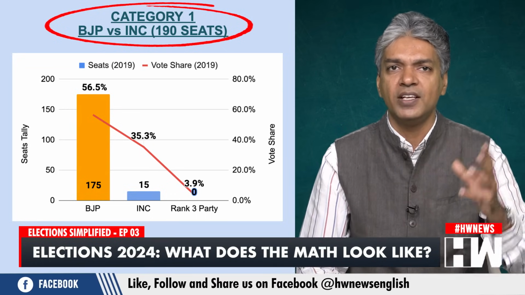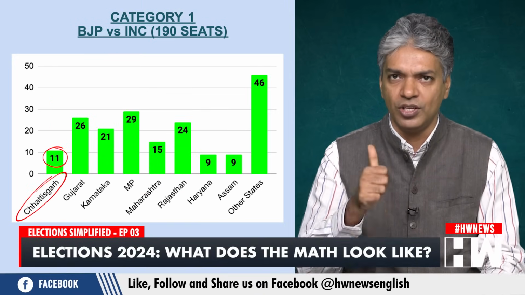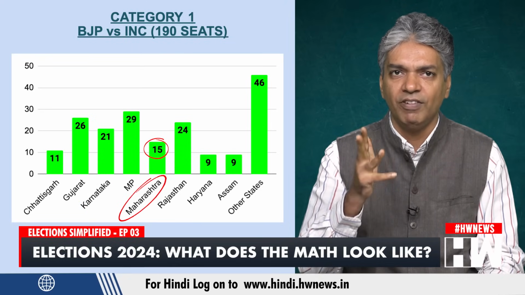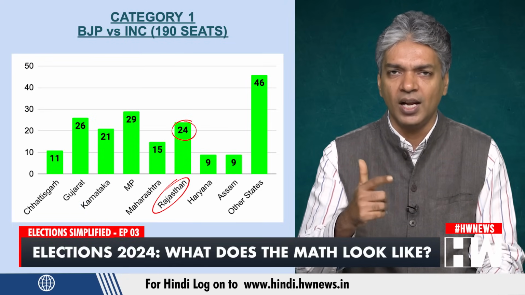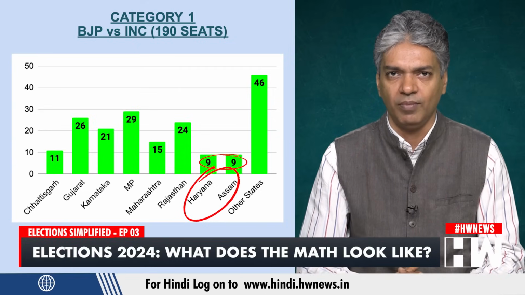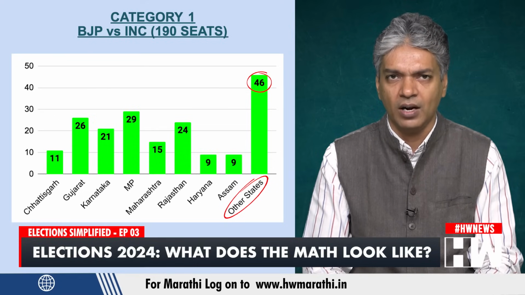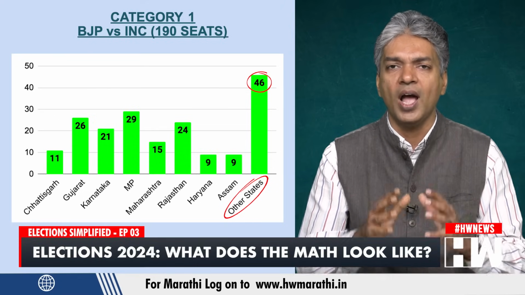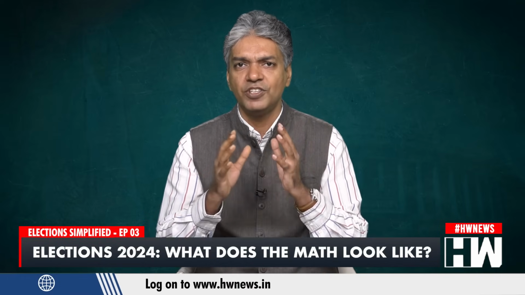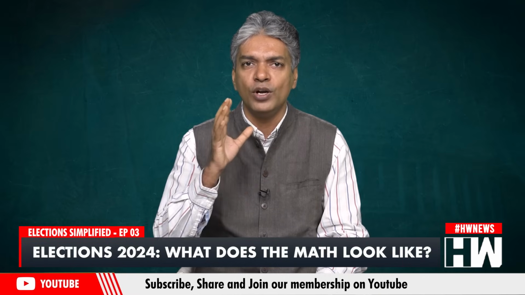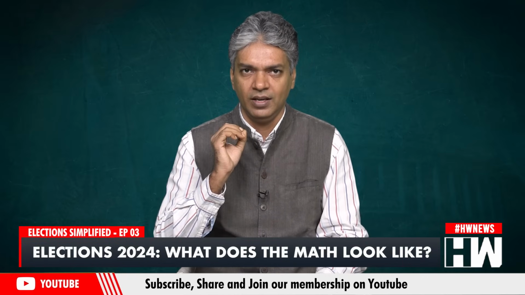So where are these 190 seats, friends? 11 of these seats are in Chhattisgarh, 26 in Gujarat, 21 in Karnataka, 29 in MP, 15 in Maharashtra, 24 in Rajasthan, and 9 each in Haryana and Assam. 46 of these seats are mainly in other states like Uttarakhand, Himachal Pradesh, Delhi, Goa, and Jharkhand. The allies of the Congress party, or the regional parties which are part of the INDIA bloc, are unlikely to have any influence here, and the Congress is largely on its own in these 190 seats.